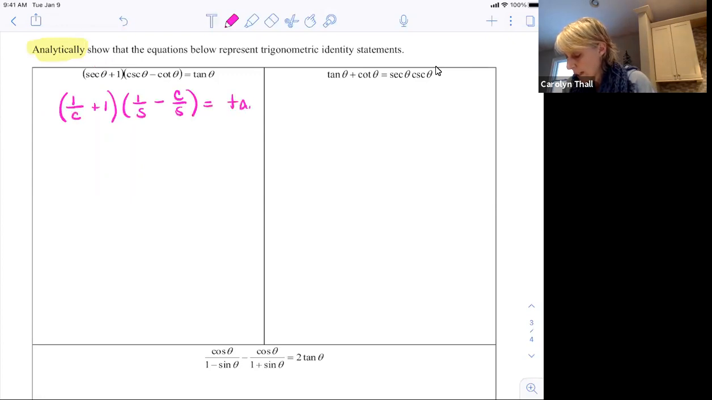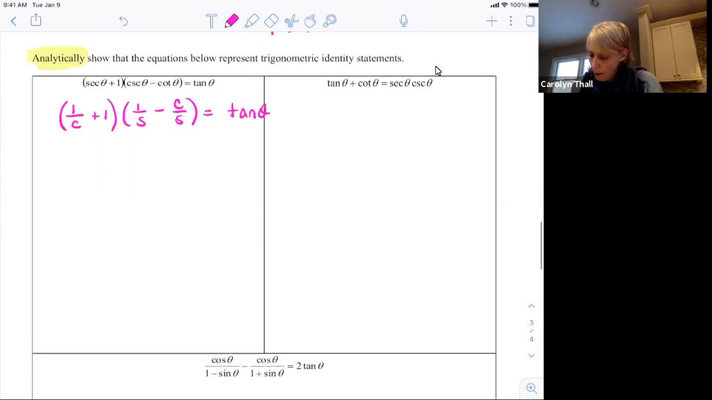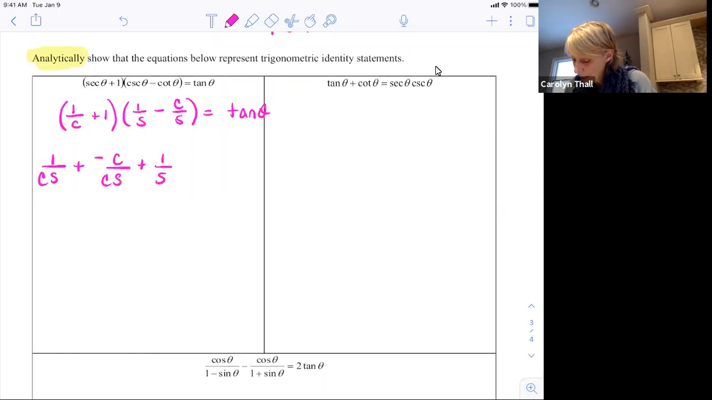And that's going to equal tan theta. We're going to leave that side alone. That's one expression already. We might try to just get our left side to match it. First times first. 1 over cosine sine. Outside. Negative cosine over cosine sine. Inside. 1 over sine. Last times last. Again, we're going to have a minus. And that's going to be cosine over sine. And remember, we're trying to get this to equal tan theta.